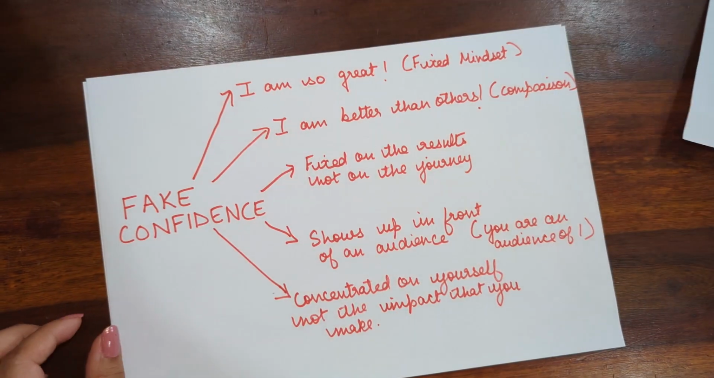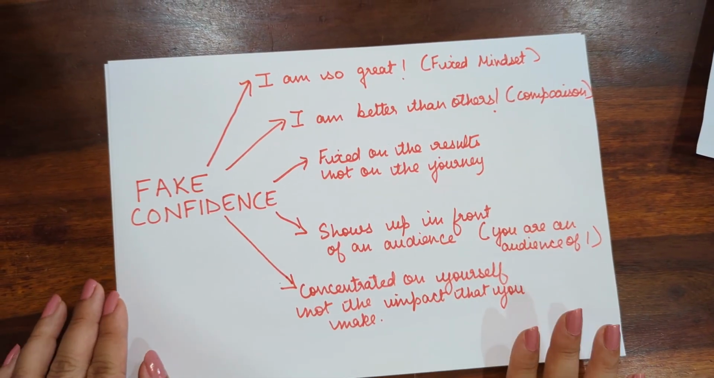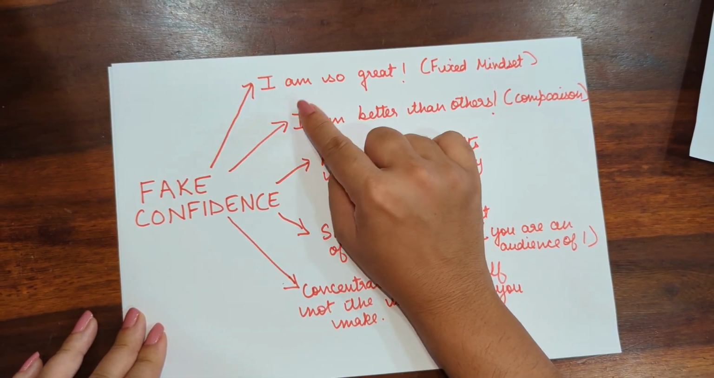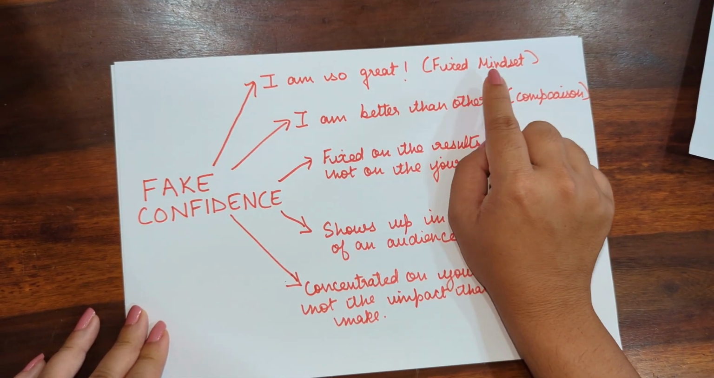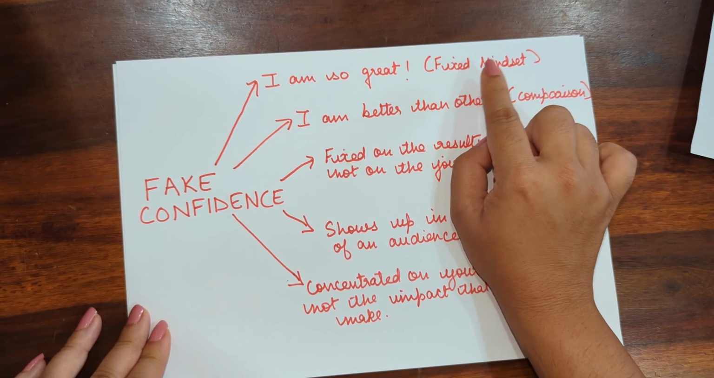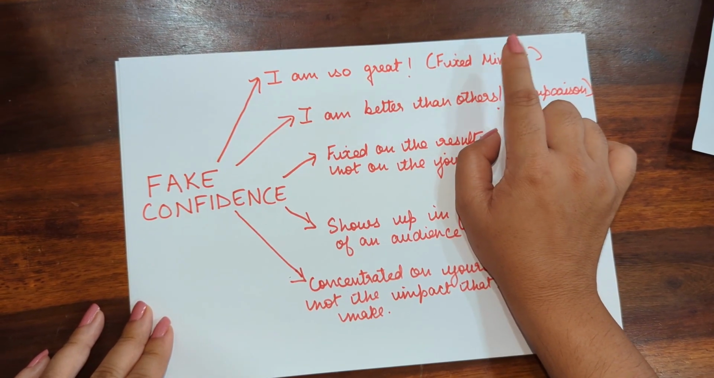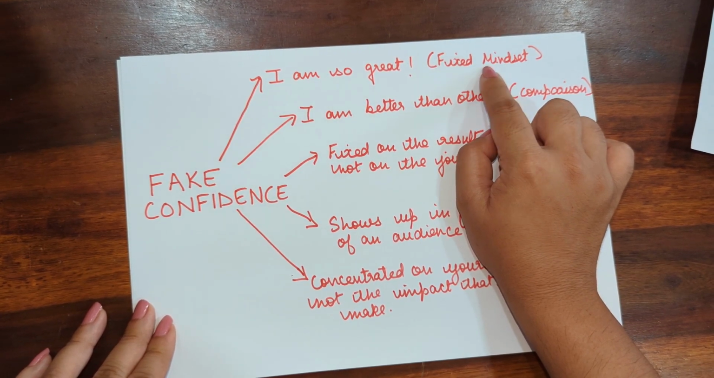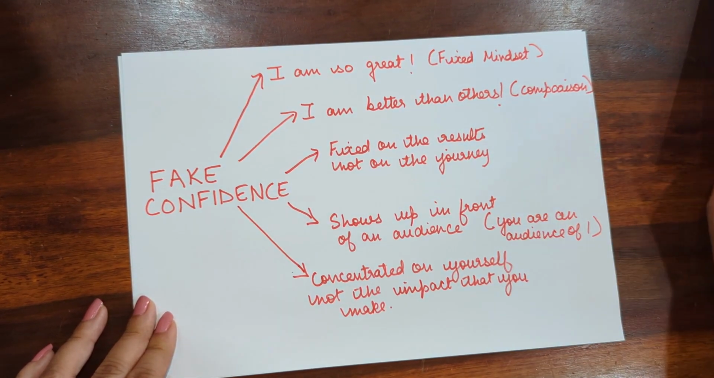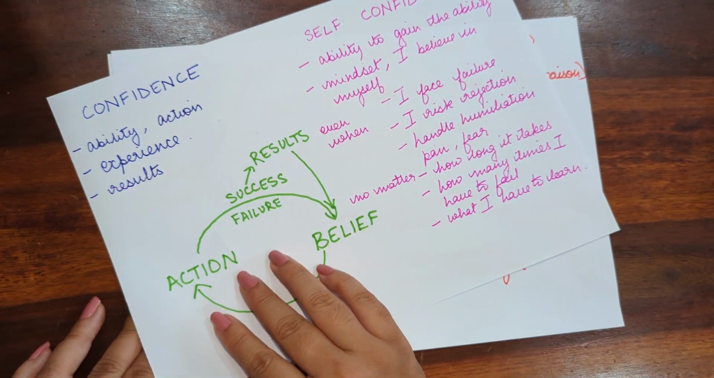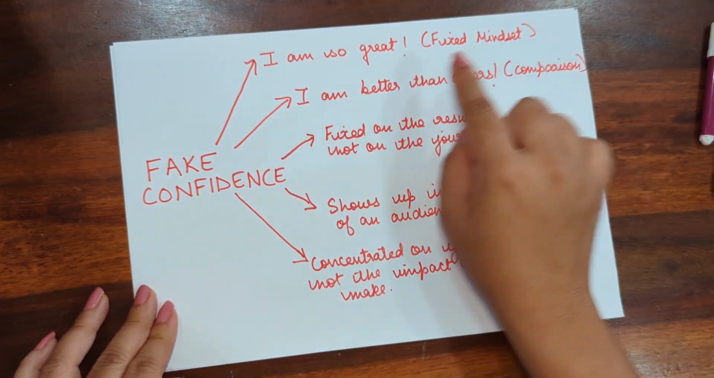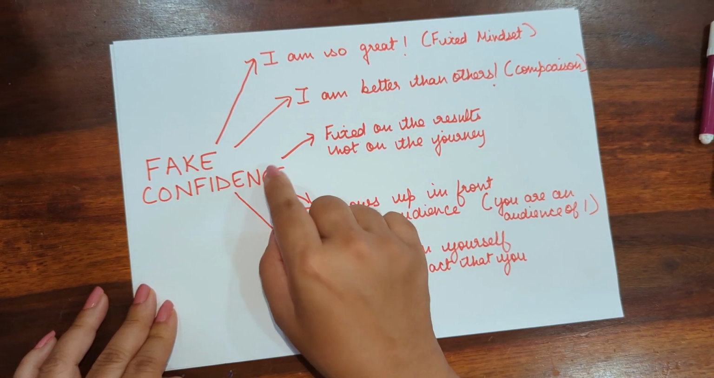Now, let's talk about fake confidence. Fake confidence is, I am so great. I am amazing. This is a fixed mindset. This will not help you to face failure or risk rejection, and you will not be able to handle humiliation, pain, or fear, the things that we needed for self-confidence, right? So fake confidence is going to be a fixed mindset, and that will not lead you to true confidence in life.